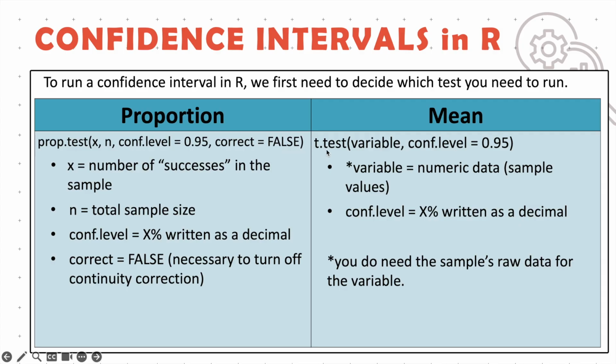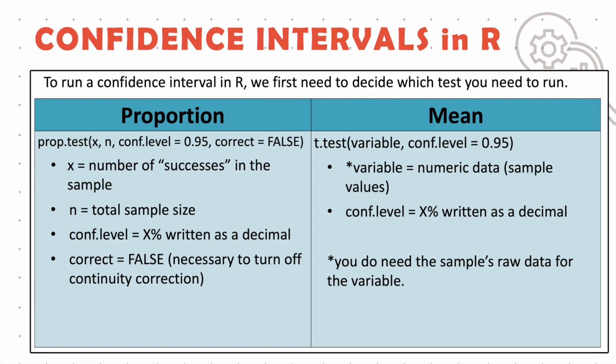For a t-test, we use the same command we did earlier, where we grab the specific variable that we're trying to run a confidence interval or hypothesis test on. That variable is our numeric data, and it needs to be defined in R. I'll show you how to do that again. That might be where you type in the data first, or you're importing the data into R. We specify what the confidence level is. We can change that to a 90%, a 99%, or whatever confidence level we need.